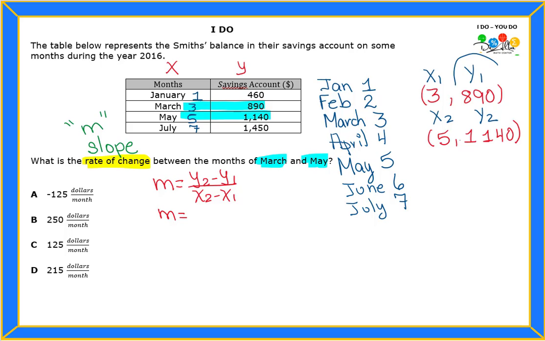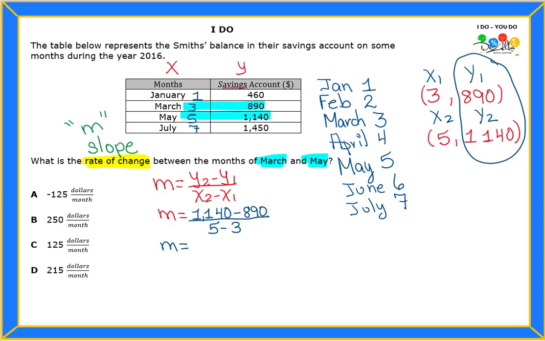Let's circle this, because remember they go on my numerator. So I'm going to subtract 1,140 minus 890. All of that over who? 5 minus 3. Very good. Okay?